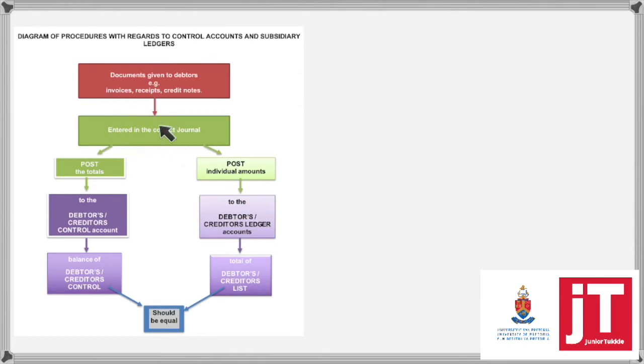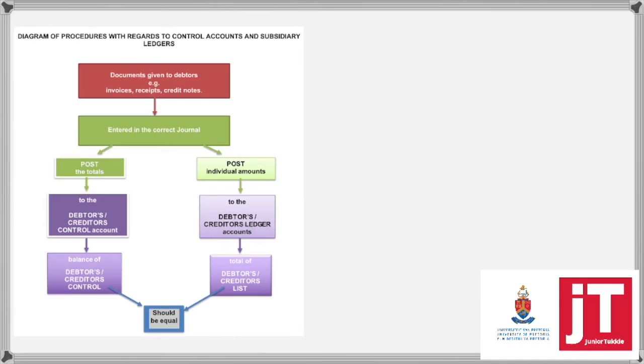Then we enter it into the correct journal. In other words, the debtors journal, debtors allowance journal, CRJ, CPJ, creditors journal, creditors allowance journal. Then we post the totals to the debtors or the creditors control account in the general ledger at the end of the month. And we post the individual transactions to the debtor's or the creditor's ledger account.